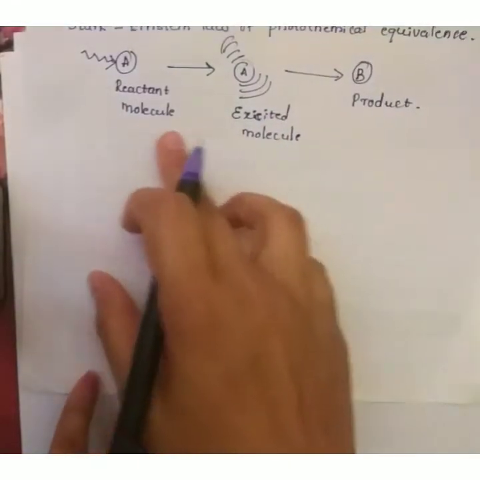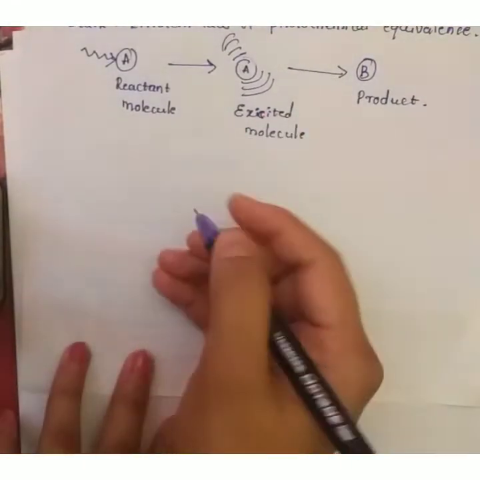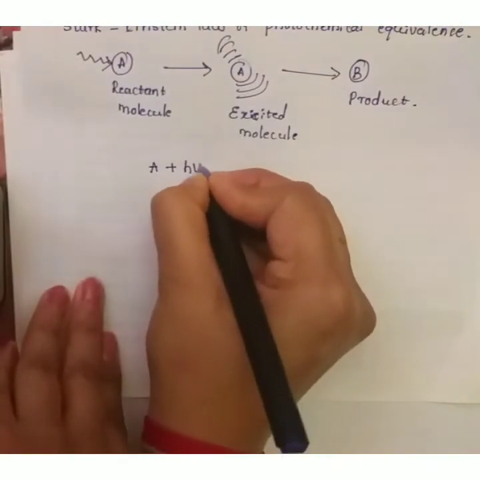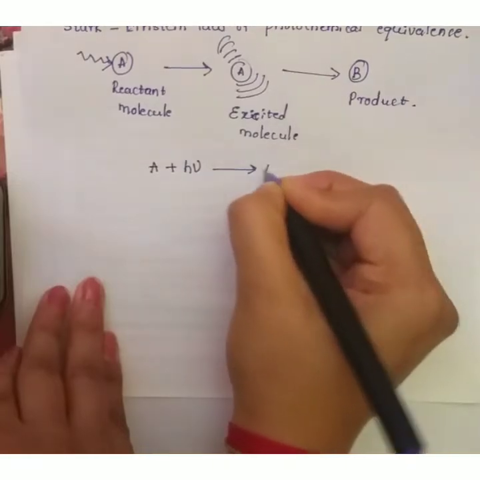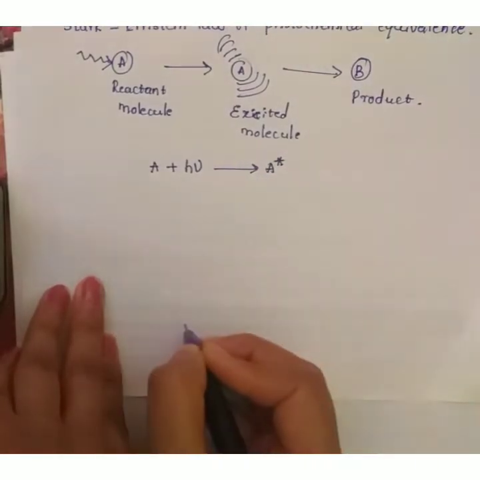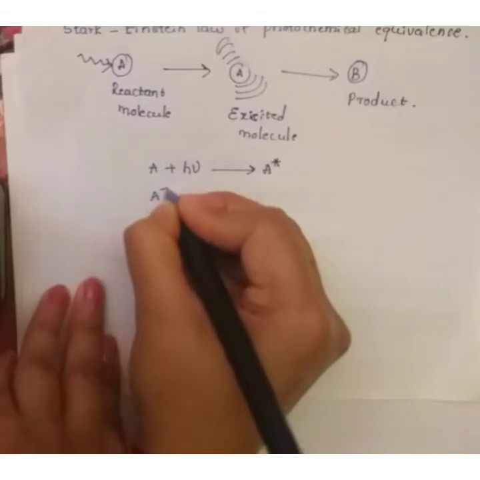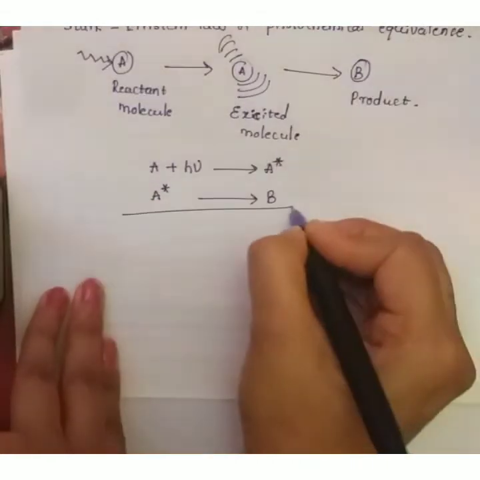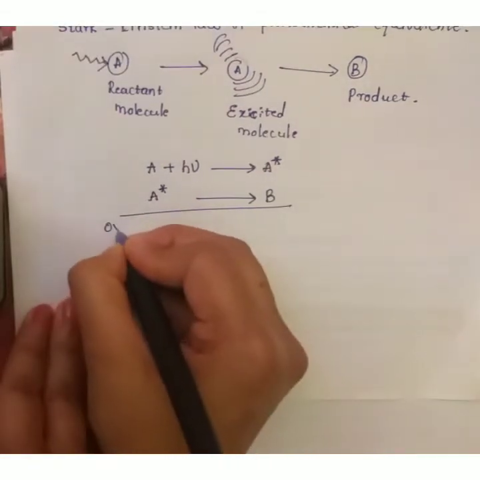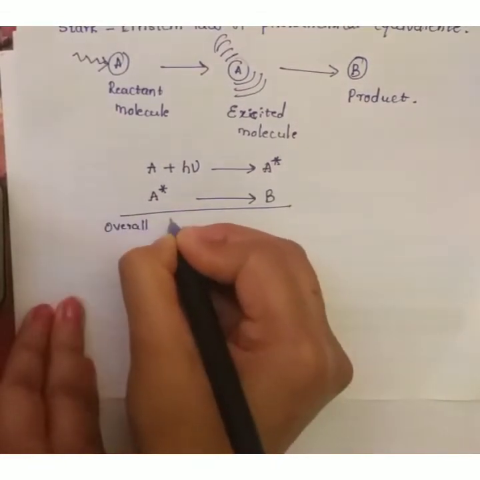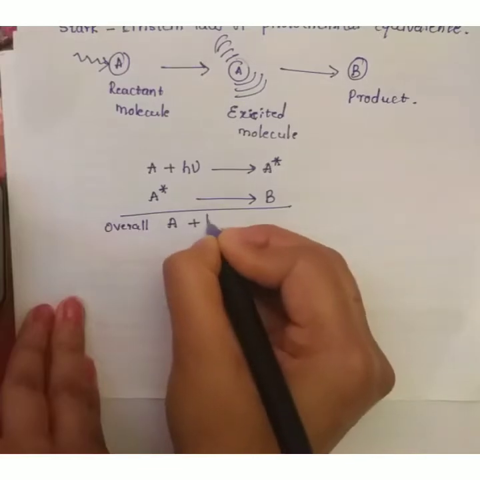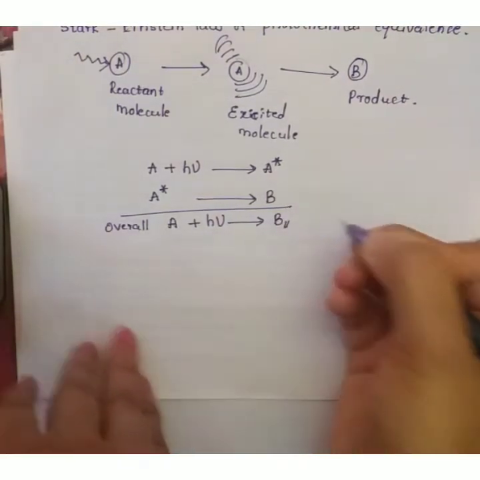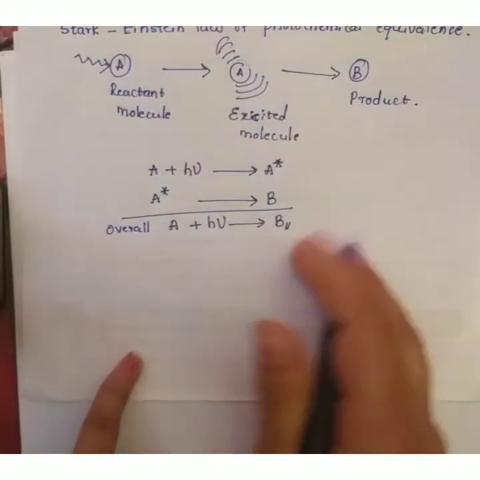The above illustration can be represented by an equation: reactant A in the presence of light radiation gets activated, or goes to the excited molecule. This activated molecule then decomposes to form a product. Overall, the reaction is written as reactant A reacts with light to form a product. This is the generalized way of writing the reaction.